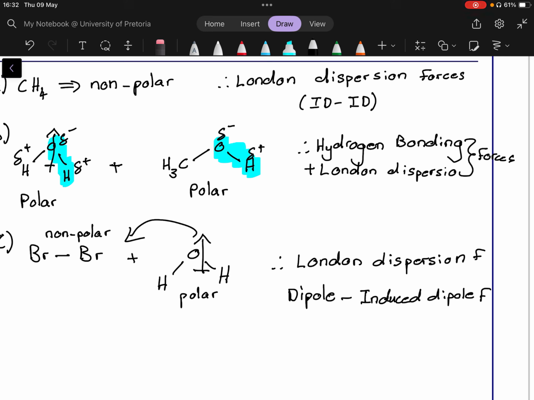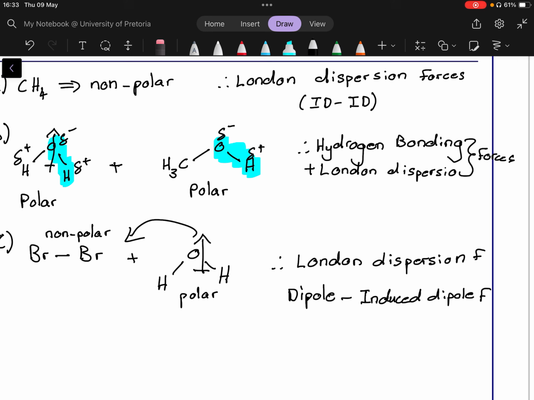You have London dispersion forces in all of them. You can have dipole-dipole interactions, which extends to an extreme case where hydrogen bonding comes in. You can have a dipole interacting with an ion, so ion-dipole interactions, which we spoke about, depends on the size of the ion and the charge of the ion. And then finally you can get dipole-induced dipole forces, where you have a polar molecule which induces a dipole in a non-polar molecule. Okay, and that's basically what you need to be aware of.